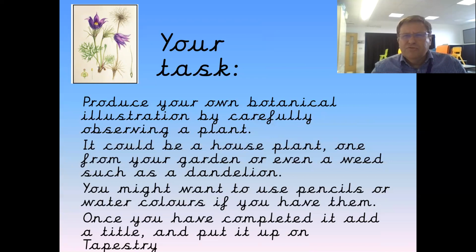And then I want you to draw it really accurately, as if you were a scientist doing a botanical illustration to show people who will never get to see that plant, and they need to know exactly what it looks like, or what colour it is, etc. So you might want to use pencils, coloured pencils. If you've got them, why not watercolour paints? Whatever it is, but I want you to produce and draw your very own botanical illustration.